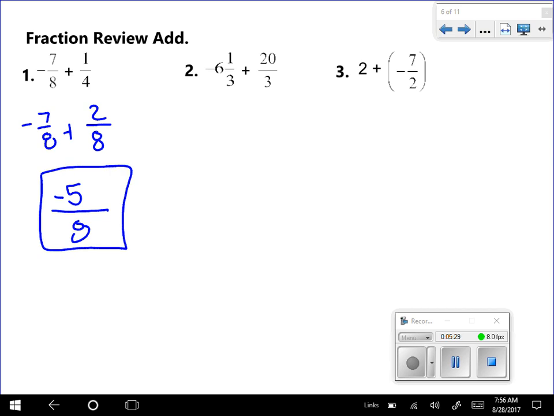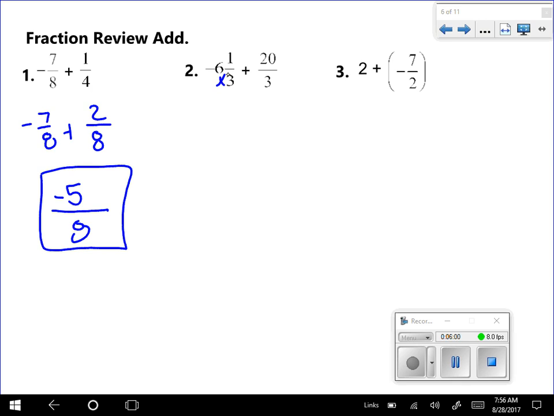Okay, if we look at number 2, it looks a little different than the others you've seen. So number 2, we have a mixed number and an improper fraction. With adding and subtracting fractions, we can change to mixed numbers or we can change to improper. We can do it either way. It doesn't really matter. A lot of times I like to work with whatever's easiest. So in this case, since this is already improper and I kind of like working with improper better, I'm going to change my mixed number to improper.